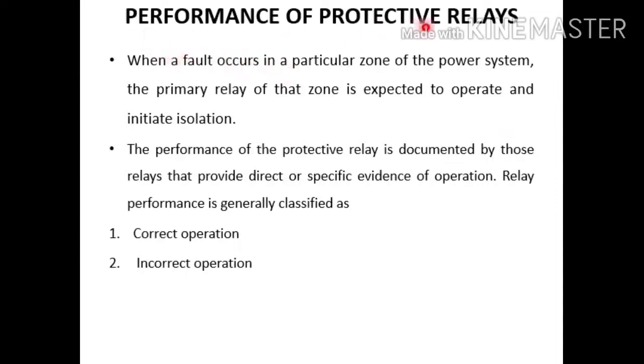Next is the performance of protective relays. When a fault occurs in a particular zone of the power system, the primary relay of that zone is expected to operate and initiate the isolation. That's right. The performance of the protective relay is documented by those relays that provide direct or specific evidence of operation. Relay performance is generally classified by correct operation and incorrect operation.